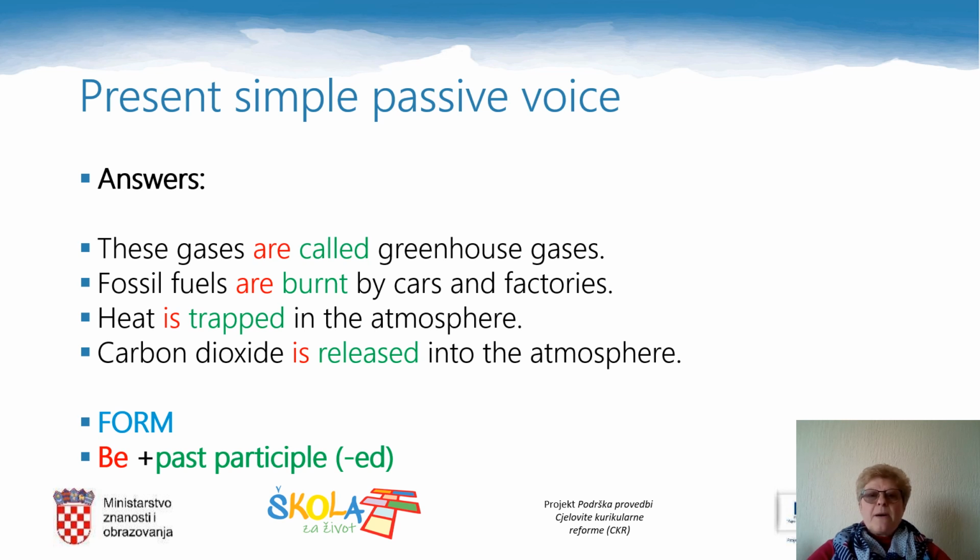How do we make the passive voice in English? Look at the words in red. They are the verb to be in present simple. We already know that am, is, are is actually the verb to be in present simple. Isn't that so? The words in green are past participle of the main verb.